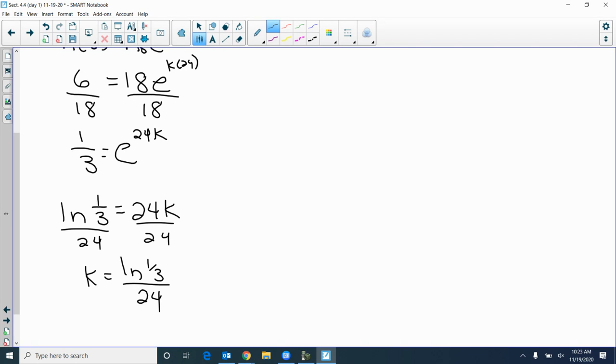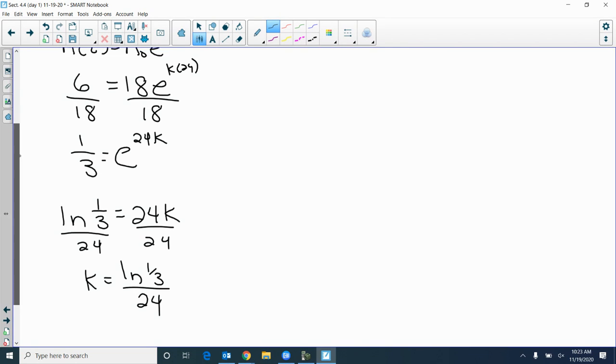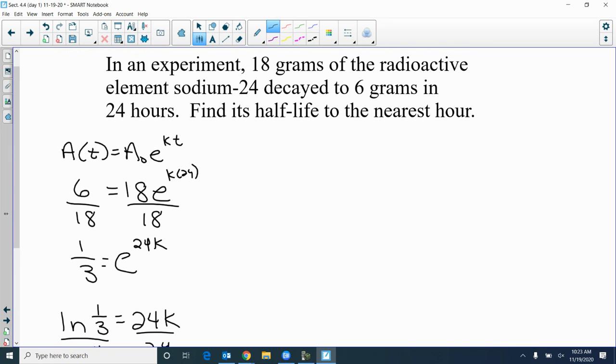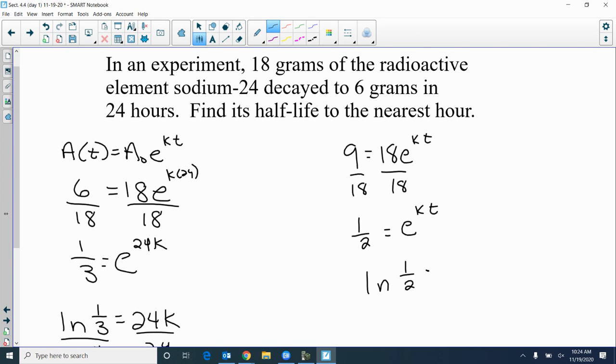All right, now use that to determine its half-life. Well, for the half-life, we just want to know when there's 9 grams left of the original 18. And so you're going to divide by 18, and we get 1/2 equals e to the KT. Do that same concept, convert it to natural log form. Natural log of 1/2 will equal KT.